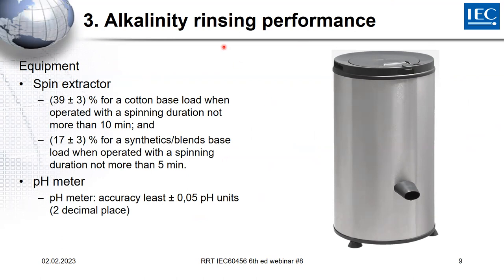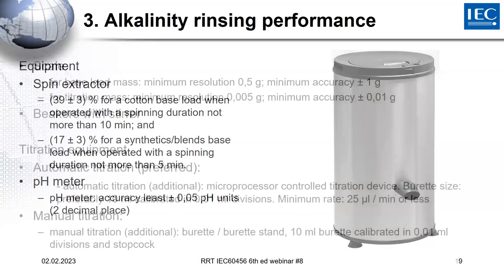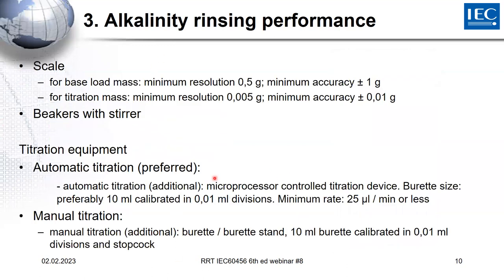So next equipment here, I have written a pH meter. I think most of you have it. I've written the accuracy that is used here also. And then, of course, you need other equipment like a scale. You have 2 different scales, because for the base load you need a scale with a worse resolution, since you need to weigh more. And for the titration mass, of course, you need a much better resolution. You need beakers with stirrers. That's something you should have.